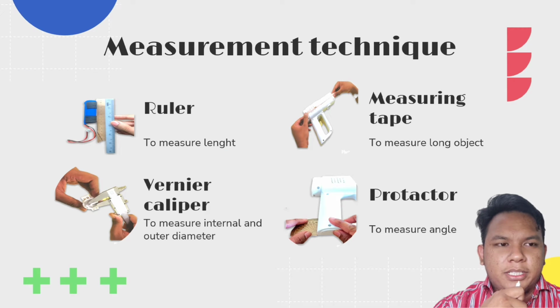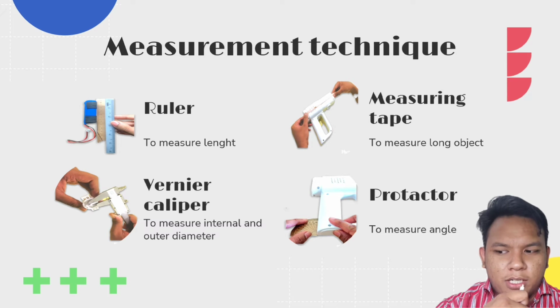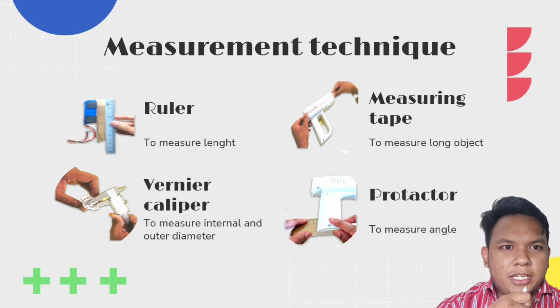Okay, now for the measurement techniques, we use 4 kinds of techniques. The first one is the ruler, which is used to measure length. Next is the measuring tape, which is used to measure long objects. The next is the vernier caliper, to measure internal diameter and outer diameter. And lastly is the protractor, to measure angles.